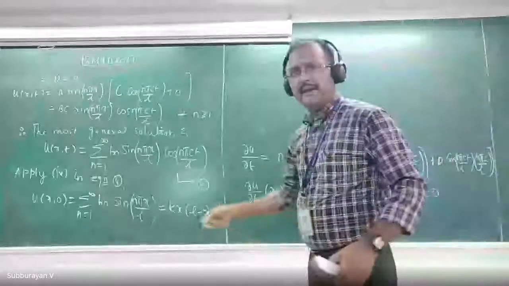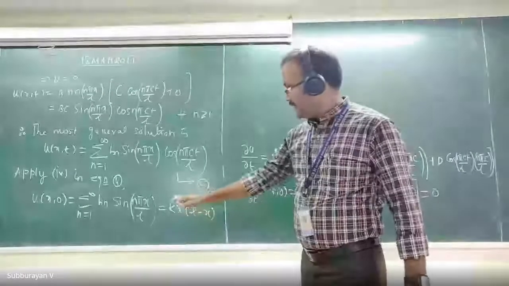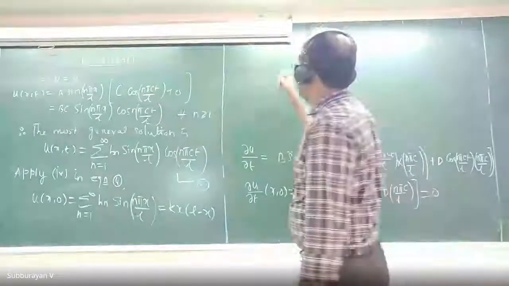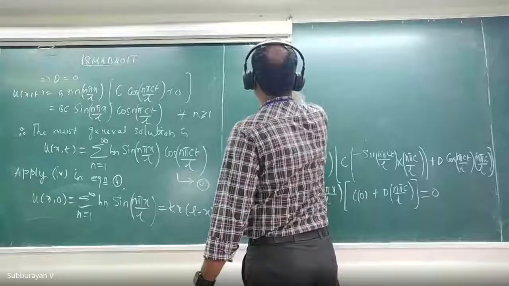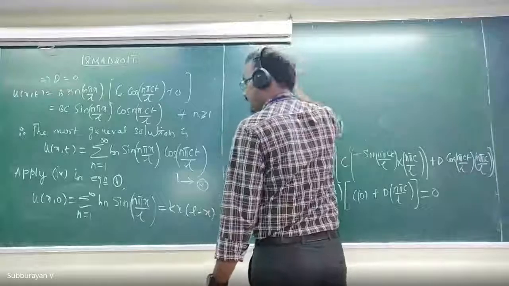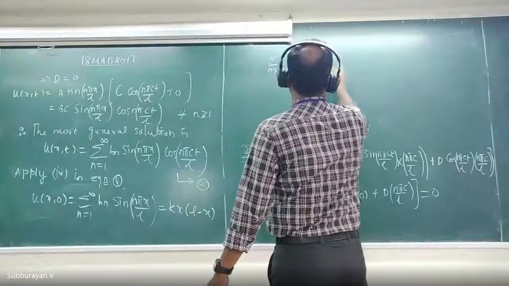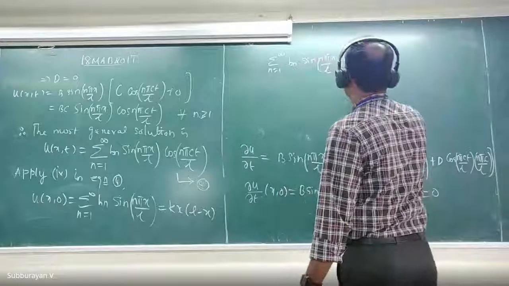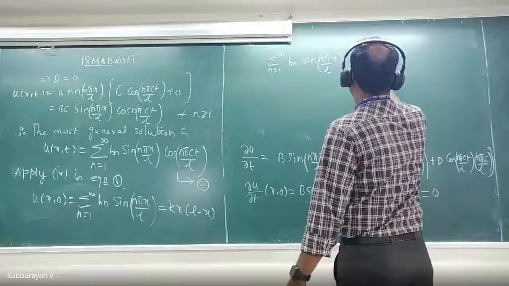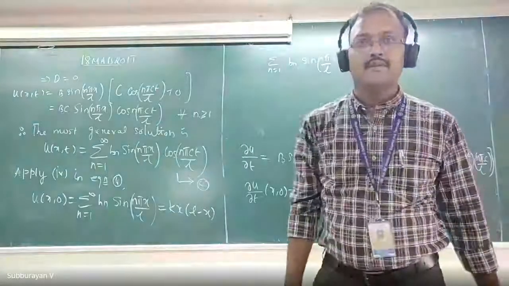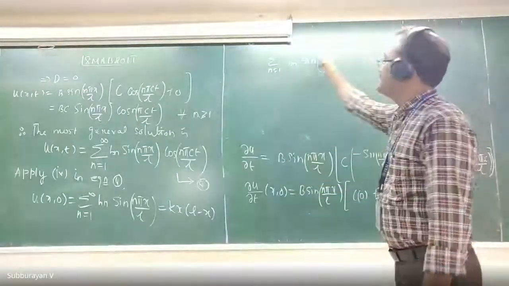Can you identify any property which is sitting inside this last expression? Summation n equal to 1 to infinity Pn into sin n pi x by L is equal to kx into L minus x. Do you remember what this expression is?